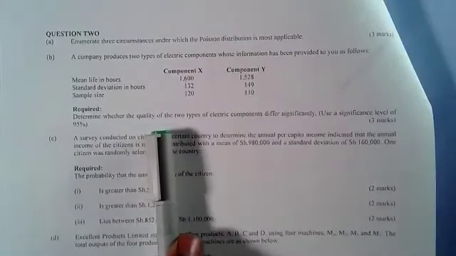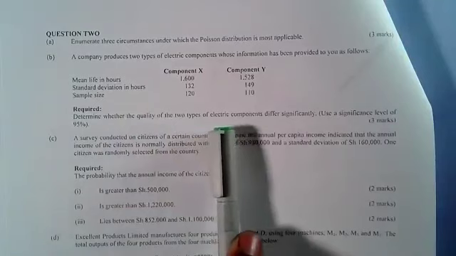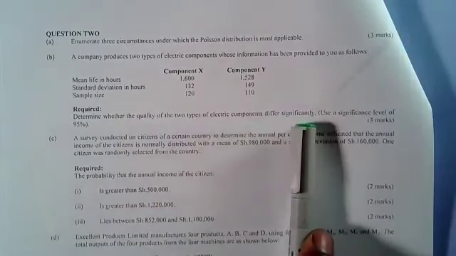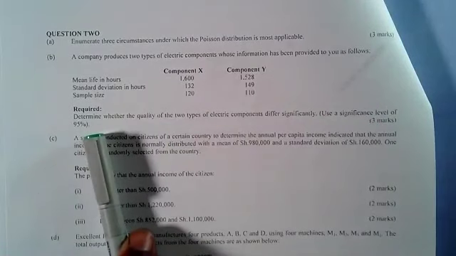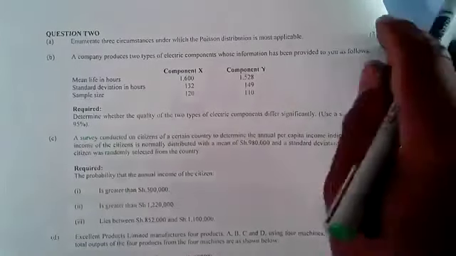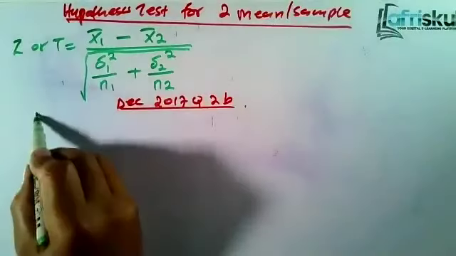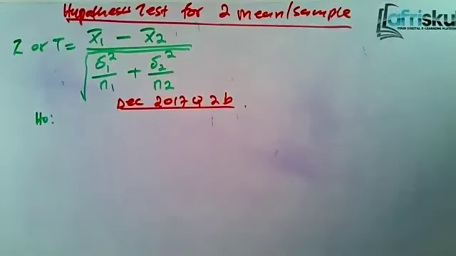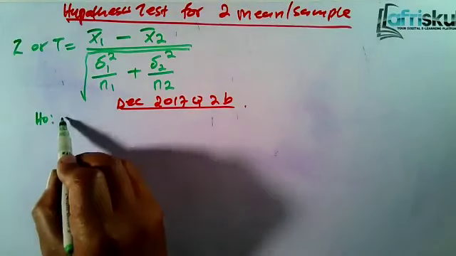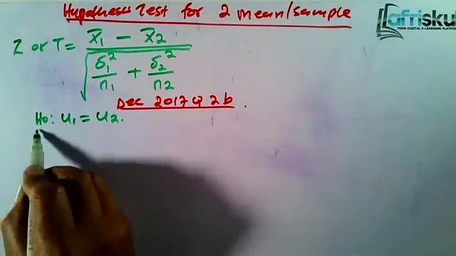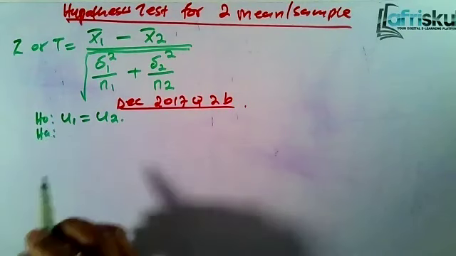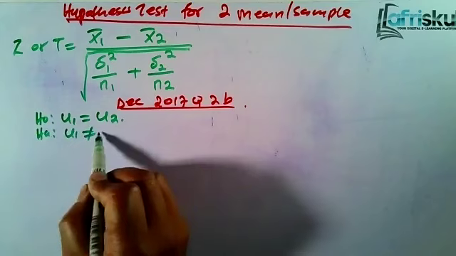Determine whether the quality of the two types of electric component differs significantly. Use a significance level of 95%. So in that case, steps ni zile zile. Ustaz null hypothesis. Now for the two samples, unasema that mean for sample 1 is the same as mean for sample 2. Then the alternate hypothesis: mean of 1 is not equal to mean of 2.